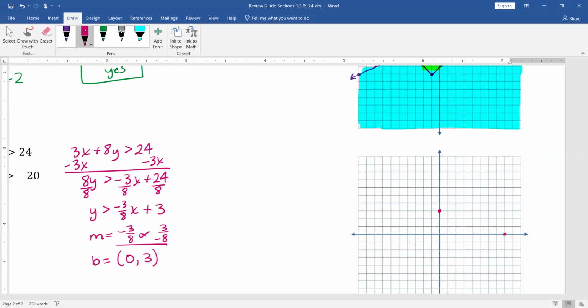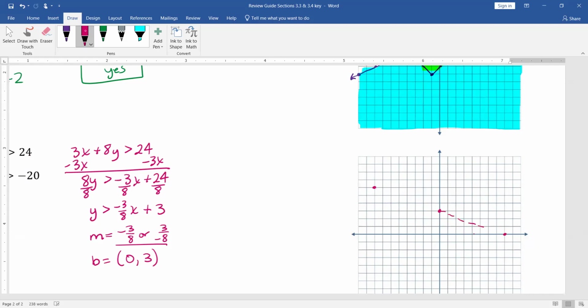So right here. And I'm going to go the other direction. I'm going to go up 3: 1, 2, 3, and then left 8: 1, 2. All right. And as you can see, when you connect the dots, you're going to get a decent line. If we did it perfectly with a ruler, it would be a nice straight line. That's close enough. And it's supposed to be dashed. Darn it. Do that every time.